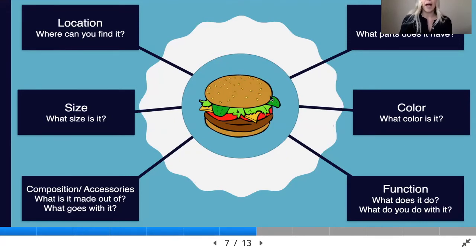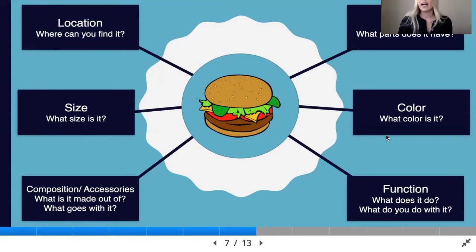You're right, we have bread, lettuce, pickles, tomato, cheese, meat. Good, those are all the different parts. Those are all what make up a cheeseburger.